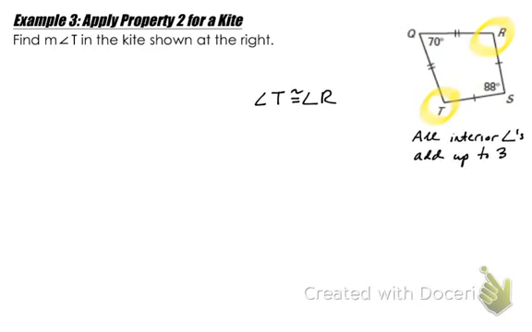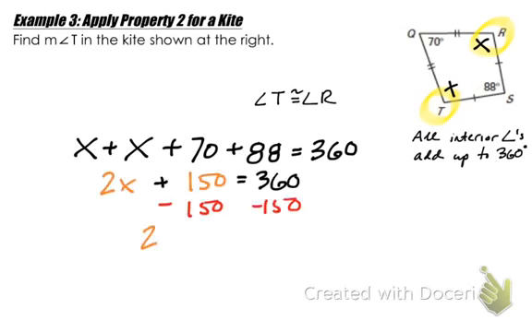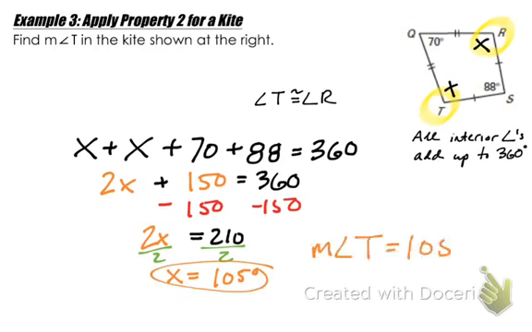All the interior angles must add up to 360 in a quadrilateral. So we're going to mark the values of T and R as x's. We're going to set variables equal to them, and then write our equation based on the fact that, one, these two angles have to be congruent, and two, all the angles must add up to 360. So x plus x plus 70 plus 88 equals 360. Combine like terms, subtract 158 from both sides, and then divide by 2. Each angle should be 105 degrees. So angle T specifically is 105.